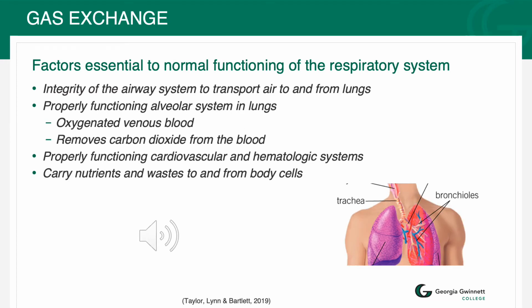So some things that you have to have for normal functioning of the respiratory system: you have to have what we call a patent airway, P-A-T-E-N-T airway. It's open, it's functioning, and we just spent several slides talking about the functionality of the alveoli and how the oxygen and carbon dioxide get diffused there. You have to have proper functioning of your cardiovascular system and your hematologic system, so good perfusion, and that then carries nutrients and wastes to and from the body.